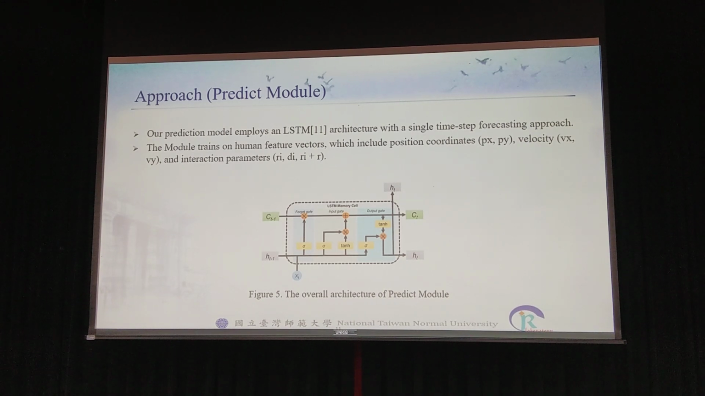During the training part, the model learns from a complex set of human feature vectors, including position vectors and interaction parameters. These features are crucial for the model, and they contain not only the current state of each individual but also the interactions between individuals, allowing the model to predict behavior and path choices in various scenarios.